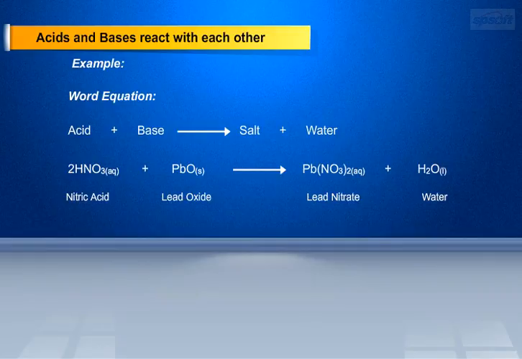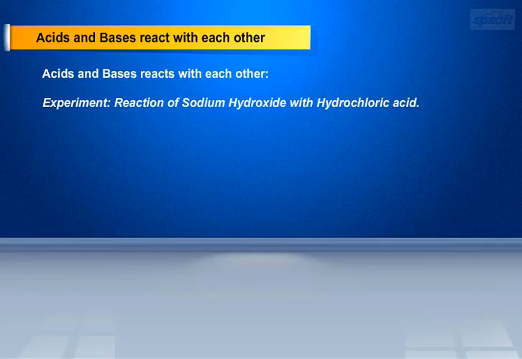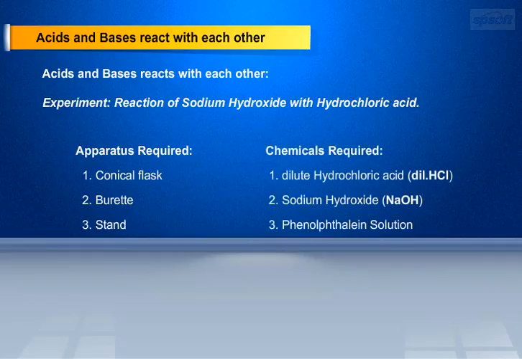Let us do an experiment to understand the reaction of acids and bases with each other. This experiment shows the reaction of sodium hydroxide with hydrochloric acid. The following apparatus are required in this experiment: conical flask, burette, and stand. The chemicals required are dilute hydrochloric acid, sodium hydroxide, and phenolphthalein solution.